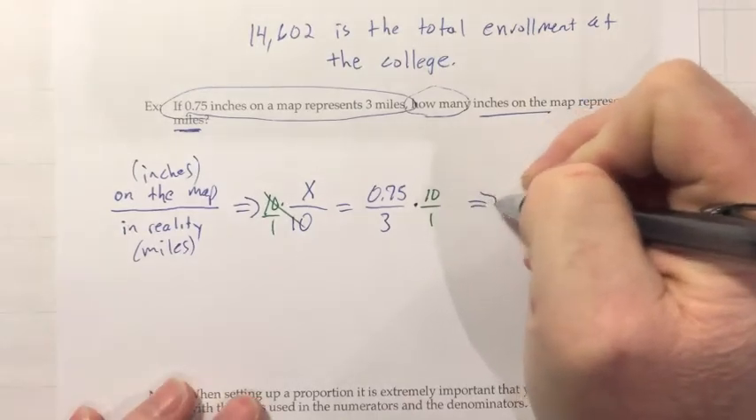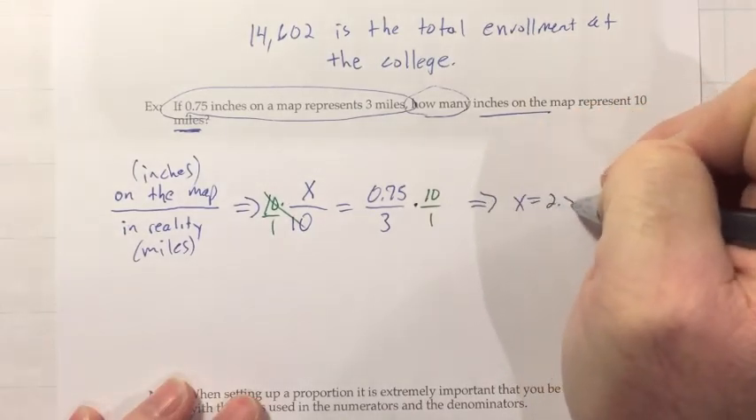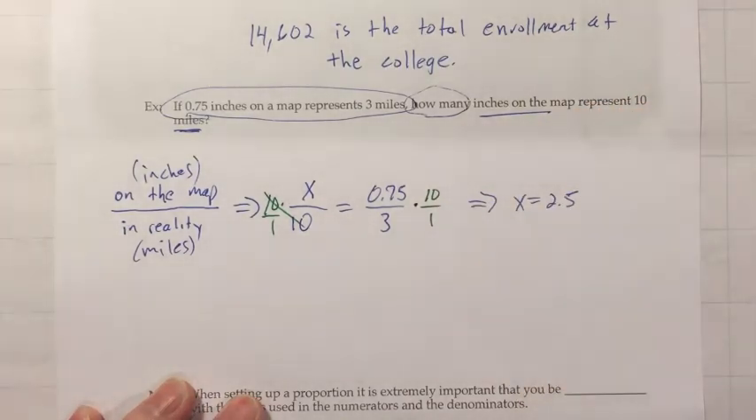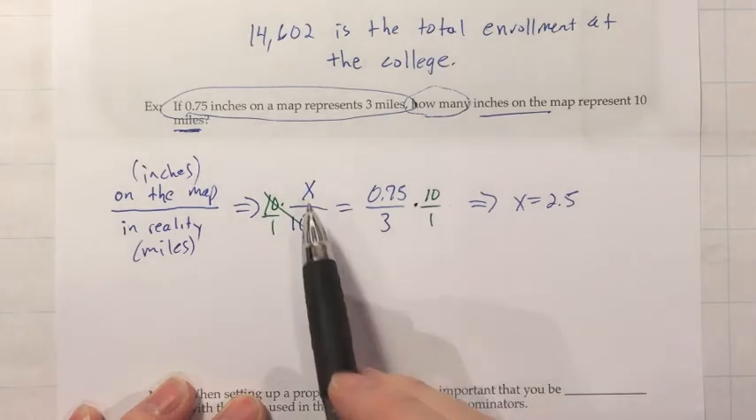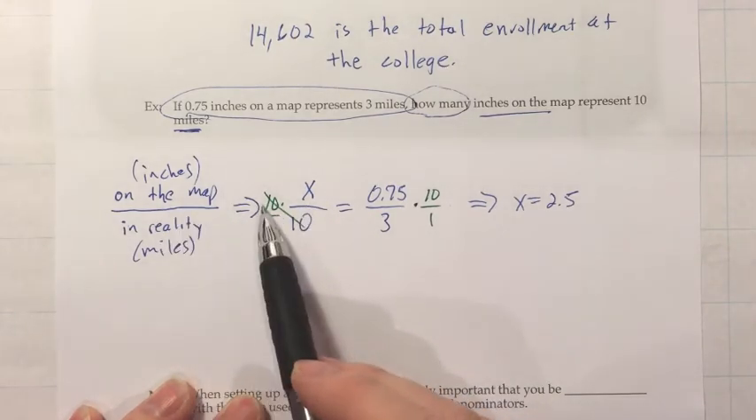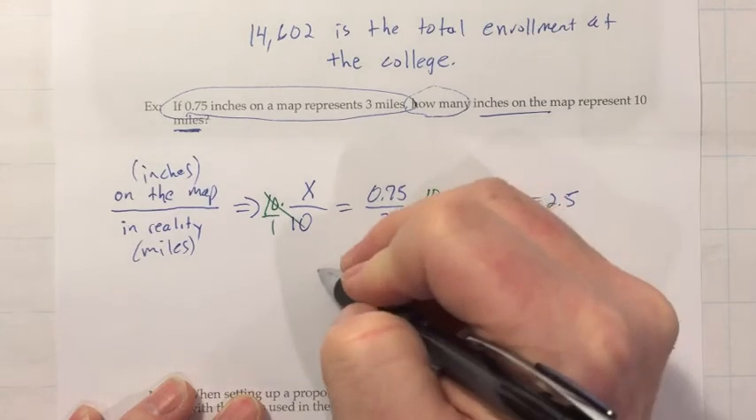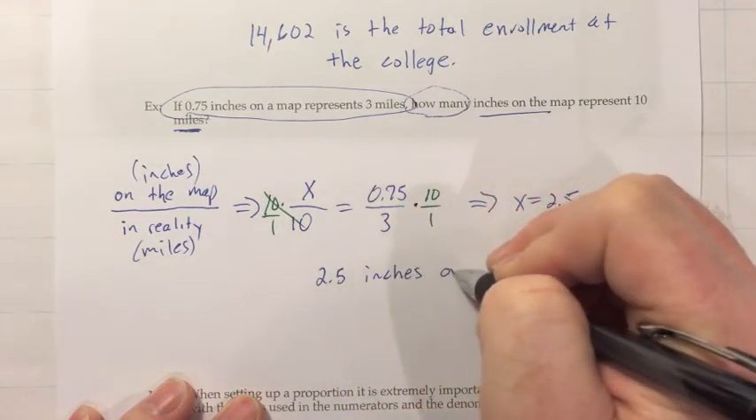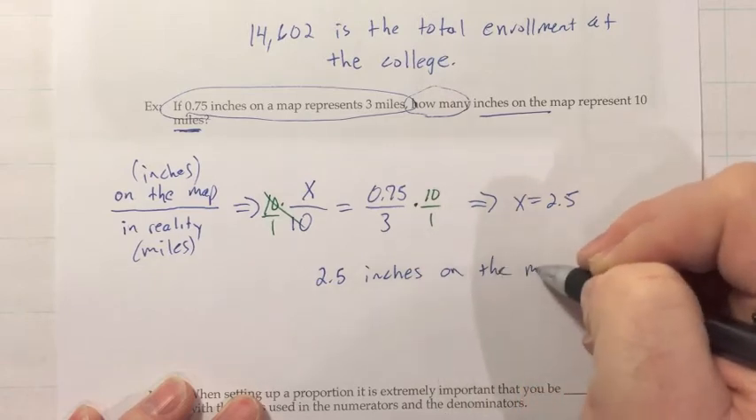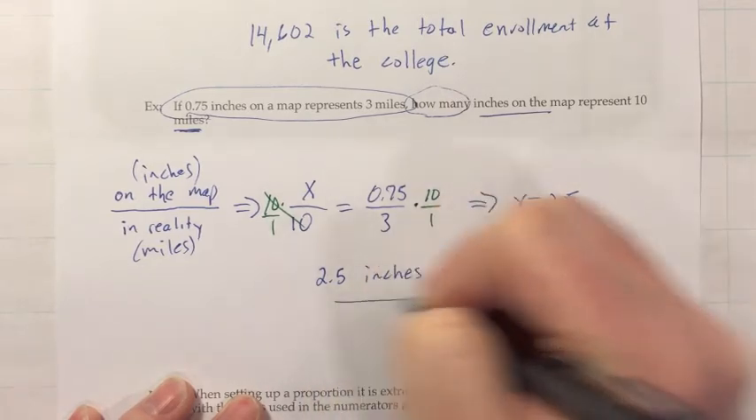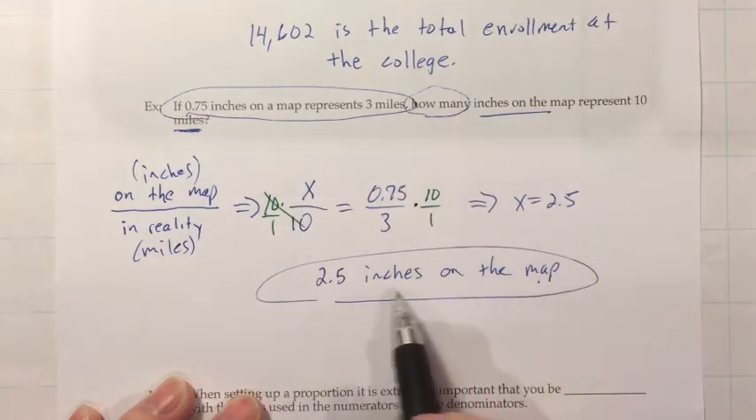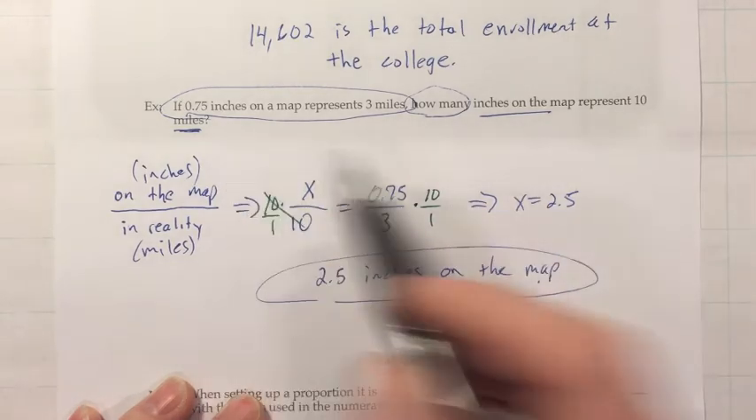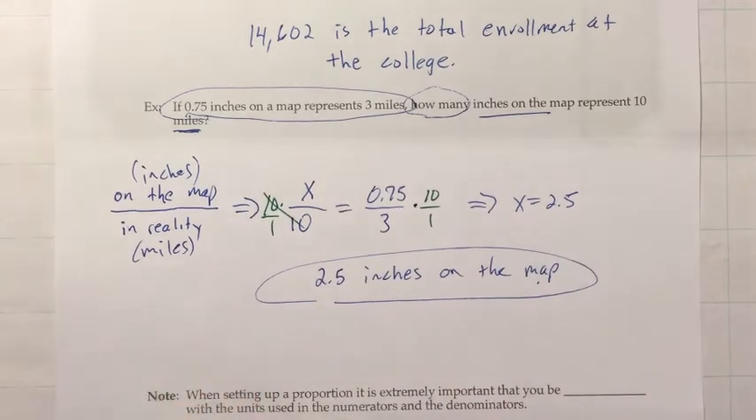So we got x equals 2.5, and then we just want to think about what they were asking and what that represented. That was inches on the map, so we would say 2.5 inches on the map. And that's good enough for me. If you wanted to make a full sentence, 2.5 inches on the map represents 10 miles. You could say a little bit more.